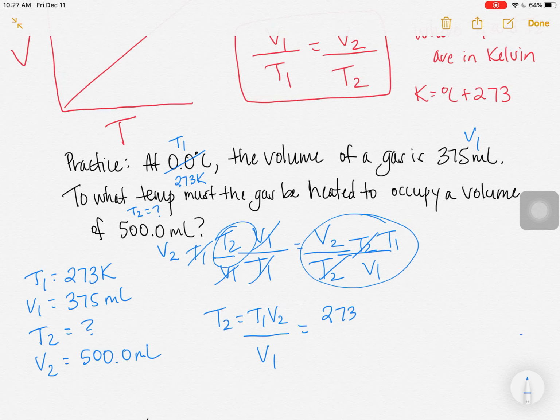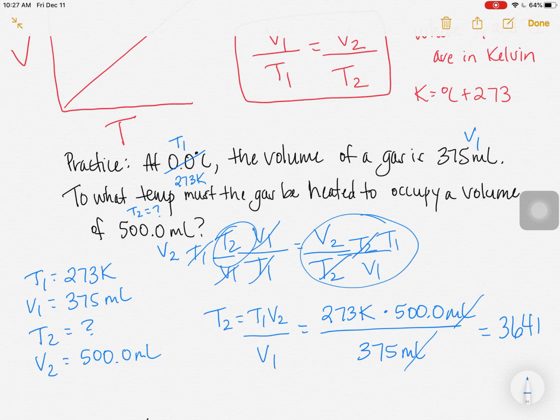Plug in my numbers and I'm good. Just watch your ones and twos, make sure they go in the right place. So T1, 273. V1, 375. And V2, 500. My milliliters cancel. It's going to leave me with Kelvin, which makes sense for a temperature. I'm going to go with my lowest number of sig figs, which would be 3. And I get 364 Kelvin.